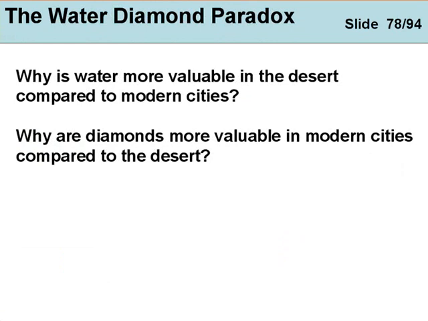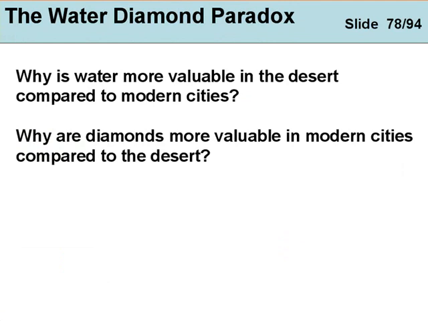And simply, it comes down to, why is water more valuable in the desert compared to modern cities? If you're given a choice in the desert, let's say you've been in the desert for a week and you haven't had a drink, somebody gives you a choice between a glass of water or a big diamond, the chances are you'll take the water. Why are diamonds more valuable in modern cities compared to the desert? Well, here, the chances are you would want the diamond. So, why this inversion?